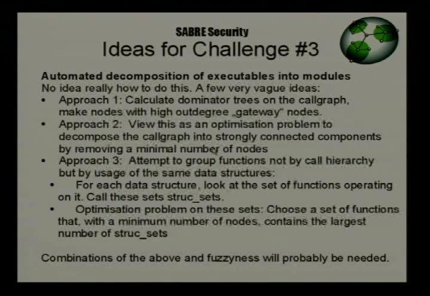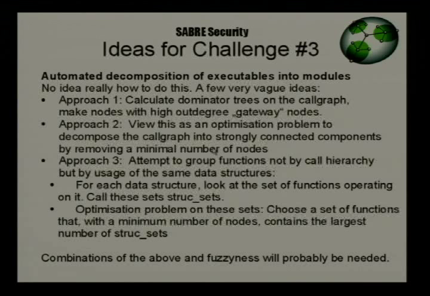Approach number 1 would be to calculate dominator trees on the call graph, mainly because you will thus find that the nodes in the dominator tree, once it's constructed, which have a very high out degree, will reflect gateway nodes, meaning nodes that dominate many other nodes, through which you have to pass in order to reach other functions. So these would be candidates for gateway nodes to separate a call graph into individual modules. Approach number 2 might be to consider this an optimization problem. Try to decompose the call graph into strongly connected components by removing a minimal number of nodes. This would be similar to trying to find the gateway nodes.